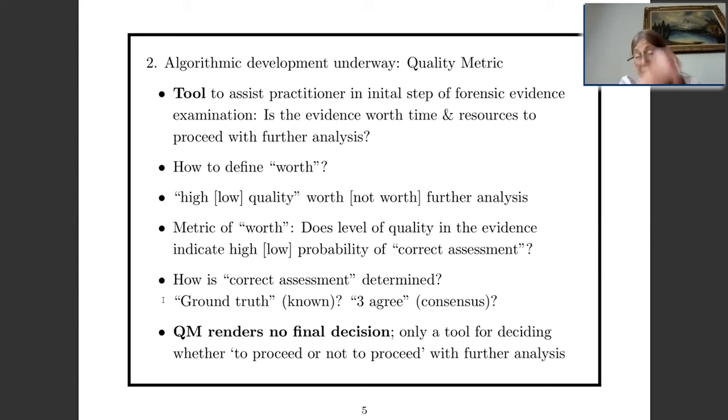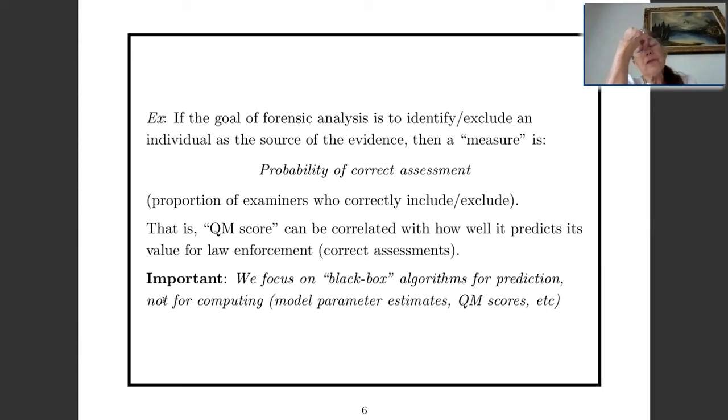So the goal of forensic analysis is to identify or exclude an individual as a source of the evidence, and maybe that would be a proper measure here, the probability of correct assessment. I want to emphasize that the last slides here are focusing on black box algorithms for prediction, not for computing.